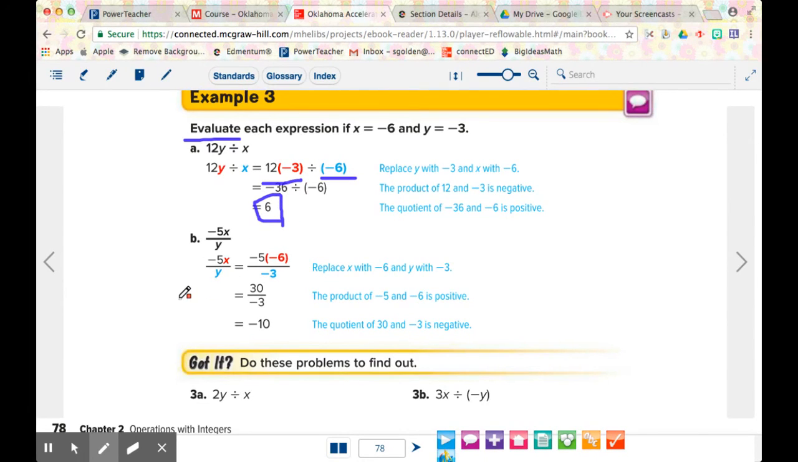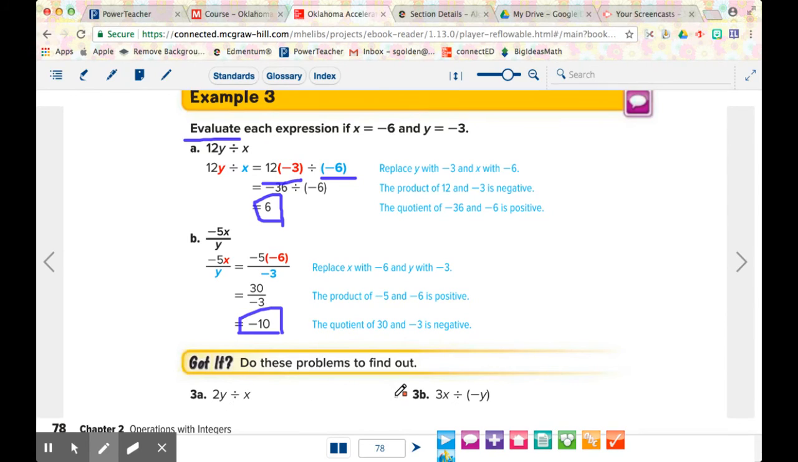Okay, on B, we have negative 5x over y. That means negative 5 times x divided by y. When they're written like this, it's over something, you need to do the whole top and the whole bottom and then combine them. So we have negative 5 times negative 6 on top, all divided by negative 3. Negative 5 times negative 6 is 30. 30 divided by negative 3 is negative 10.